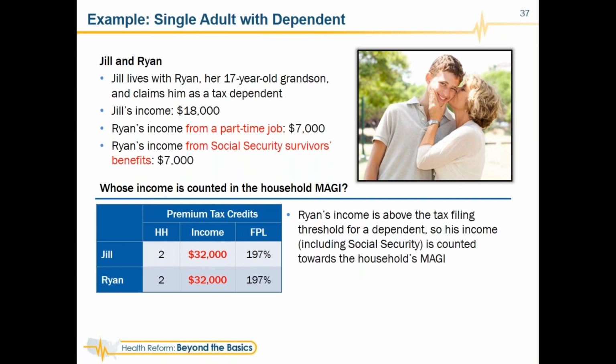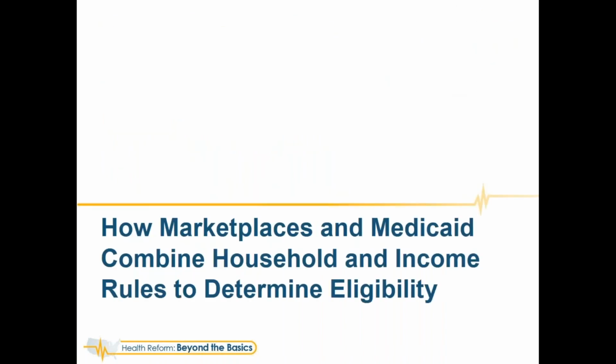Let's change this again and say he has both kinds of income. He has both a part-time job and Social Security survivors benefits, each in the amount of $7,000. In this case, we do that threshold test. Is Ryan required to file a tax return as a dependent? And the answer is going to be yes, because of that part-time job. That part-time job triggers a filing requirement. And once the filing requirement is triggered, we need to bring in that Social Security survivor's benefit too. And so Ryan is going to have an income of $14,000, which means the family's income here is going to be $32,000.